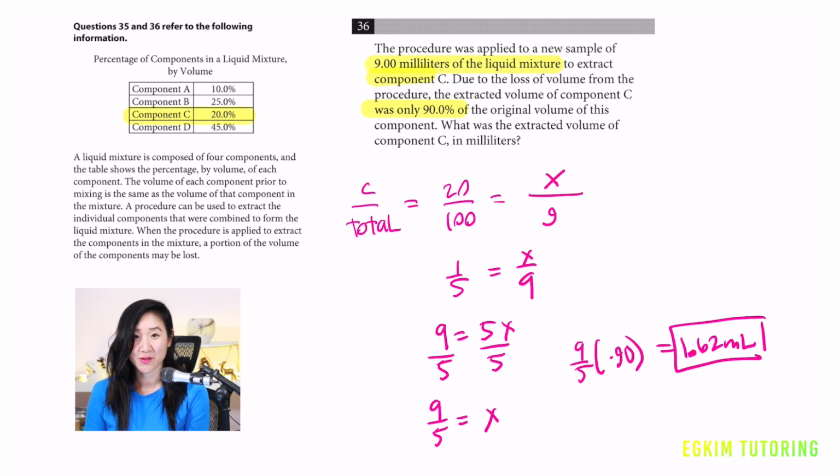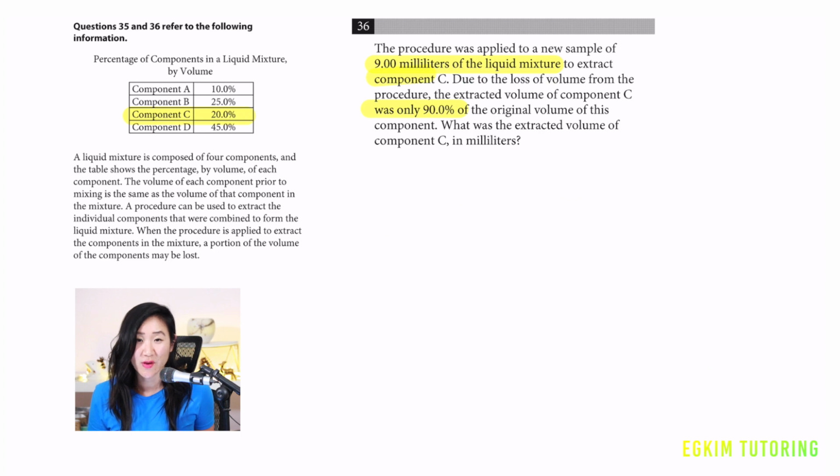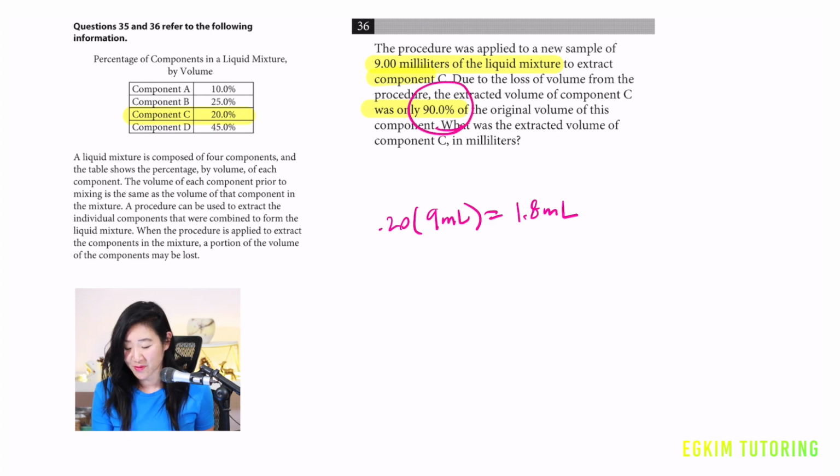I'm also going to show you how to do it the percent way. We're still going to use the fact that component C takes 20% of the total volume. But here we actually know that the total volume is 9 milliliters. So you can say 20% of 9 milliliters is equal to, in this case, 1.8 milliliters. But this isn't your total answer. Again, they said that you only take 90% of it. So now you want to say 1.8 times 0.90, which is equal to 1.62 milliliters, which is exactly what you got last time.